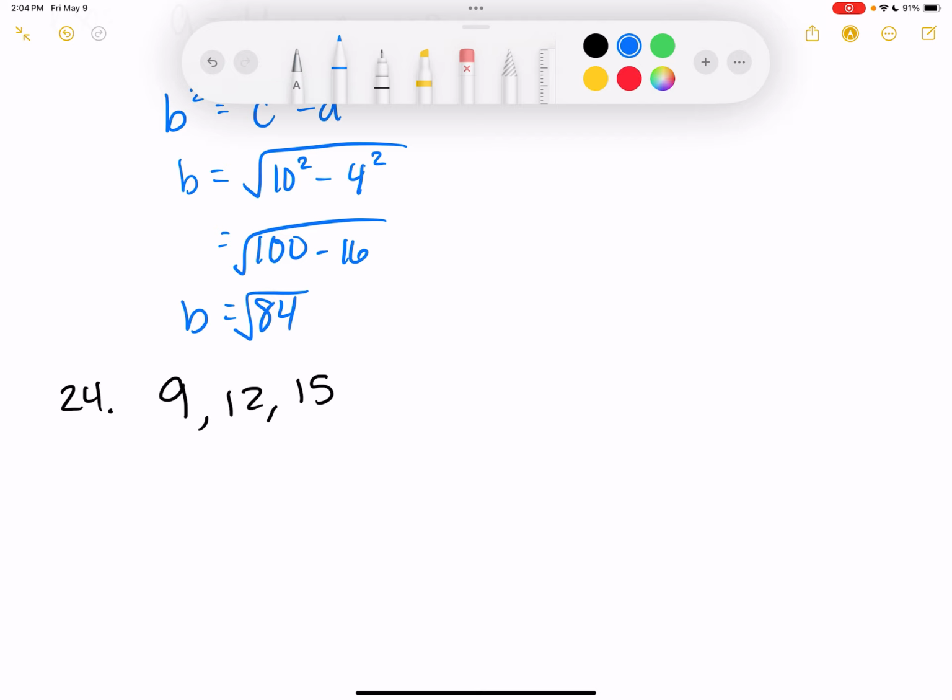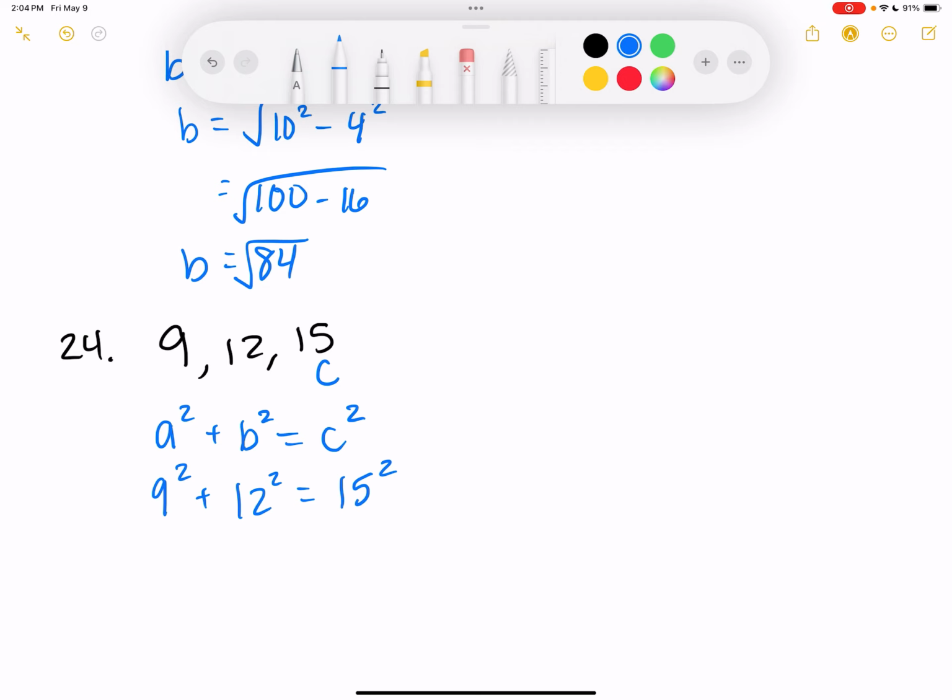The largest side is always C. The other two don't matter. A and B can be interchangeable. So this is going to be A squared plus B squared equals C squared. I'm not moving anything to the left or the right. I'm leaving it as it is. So I've got 9 squared plus 12 squared is equal to 15 squared.